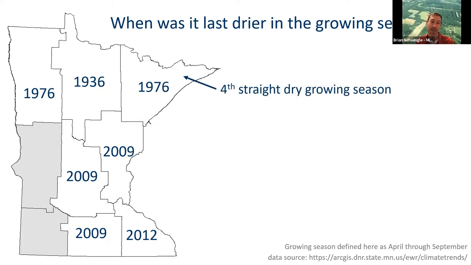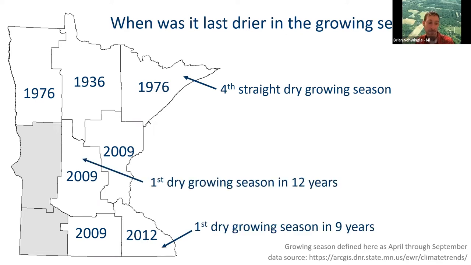Some fun factoids, again: northeastern Minnesota experienced its fourth consecutive dry growing season. And in central Minnesota, it was the first dry growing season in 12 years, and the first dry growing season in 9 years in southeastern Minnesota. Okay, also, and very important for tree health, June was very hot.